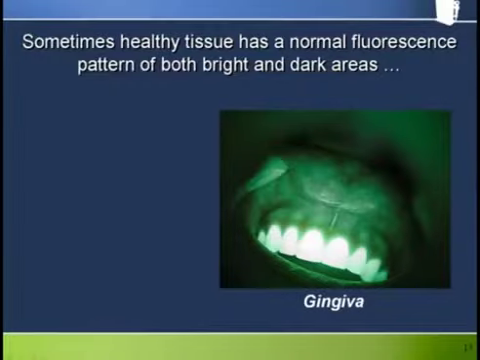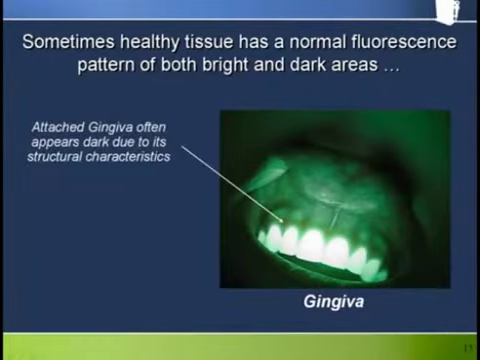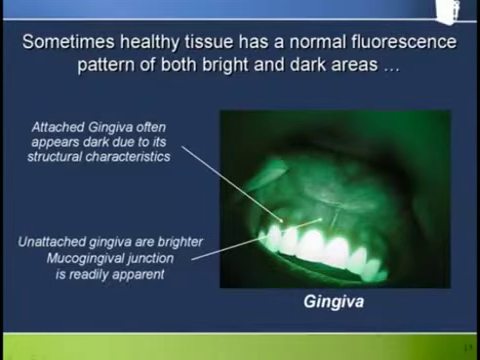Some oral mucosa appear homogeneously dark under VELscope due to their structural characteristics. A good example is the attached gingiva, which, while having a typically light pink appearance in white light, appears dark under VELscope. The unattached gingiva immediately adjacent to the attached gingiva has a brighter appearance, more typical of other mucosal tissues. This makes the mucogingival junction readily apparent under VELscope. The theme of symmetry and bilateral presentation is again evident here. This principle is one of the keys to helping us decide what belongs and what doesn't.